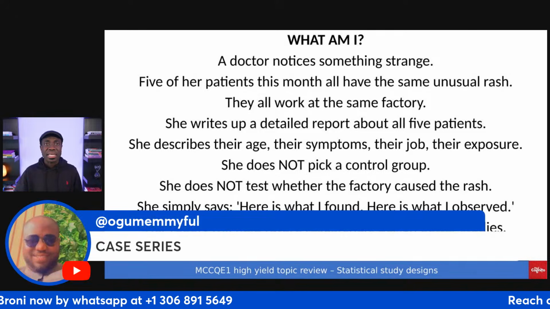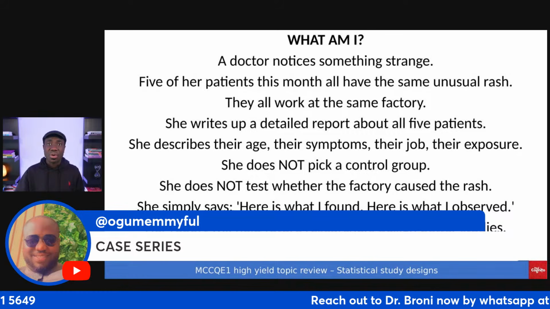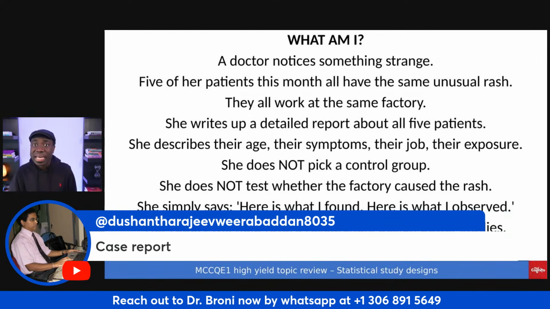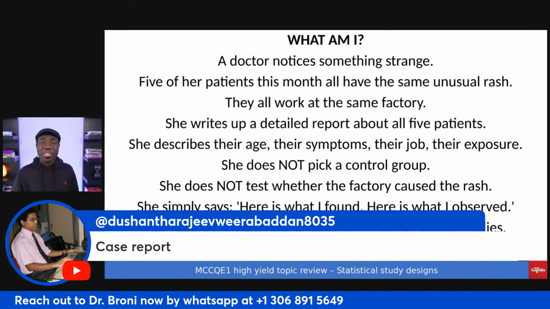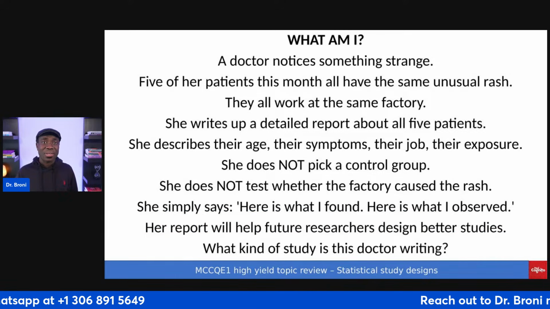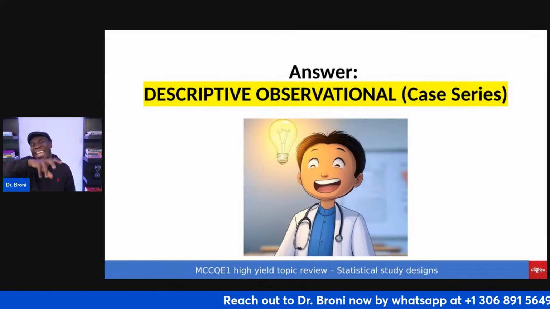So I see somebody saying case series. Someone says case report. So what's the correct answer? The correct answer is a descriptive observational study, which is a case series.